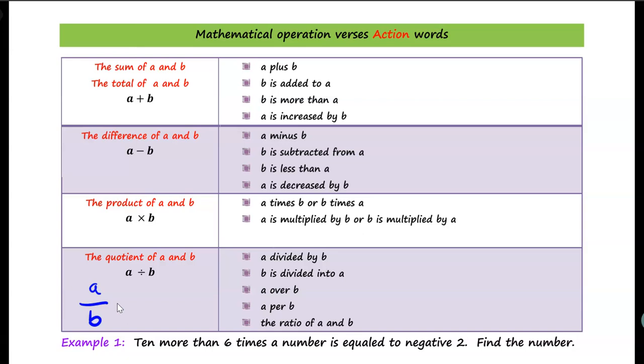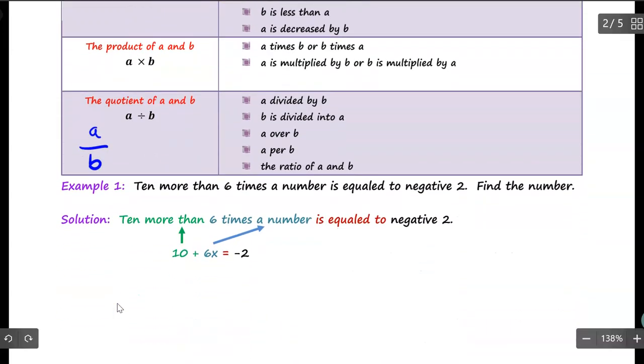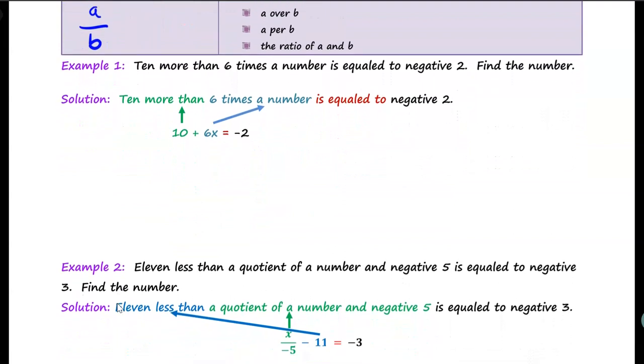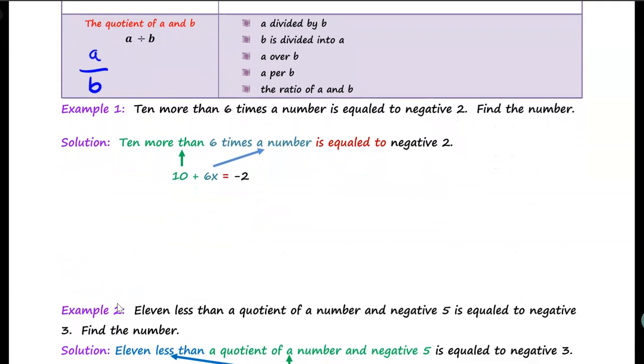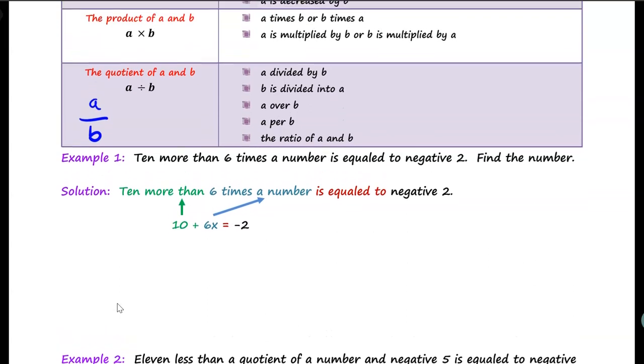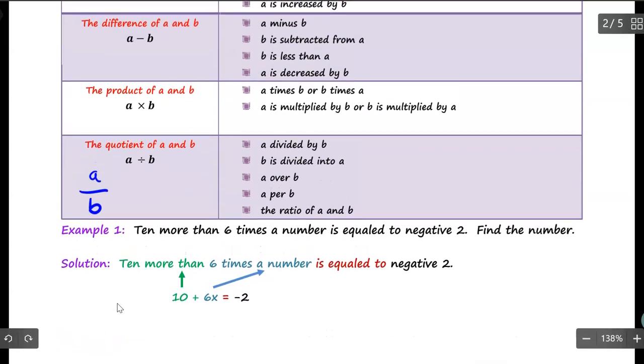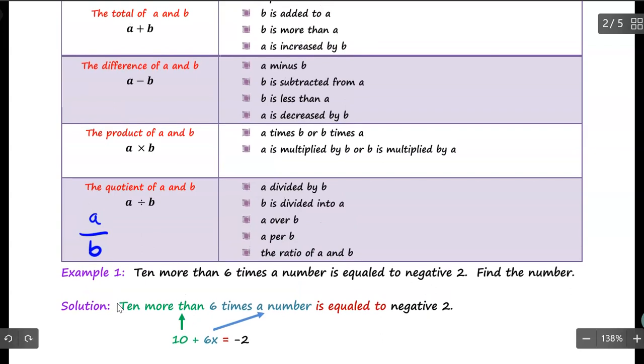Alright, so let's start with the example. This example says that 10 more than 6 times a number is equal to -2. Find the number. It is helpful to read the entire sentence at once: 10 more than 6 times a number is equal to -2. So we can translate this entire sentence into a mathematical equation. Then we are going to check "10 more than."